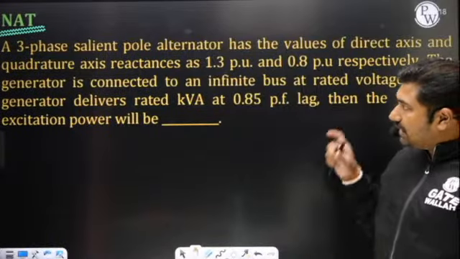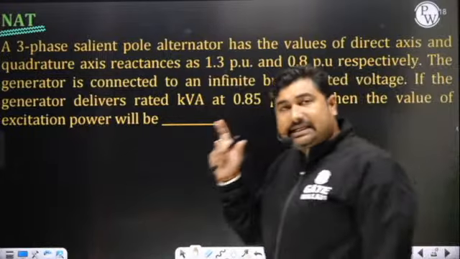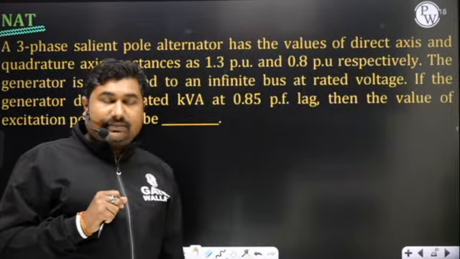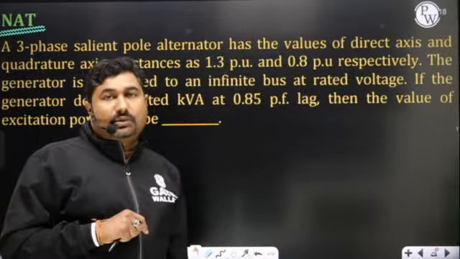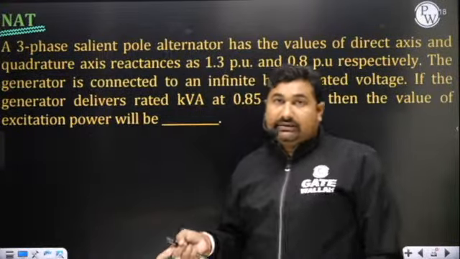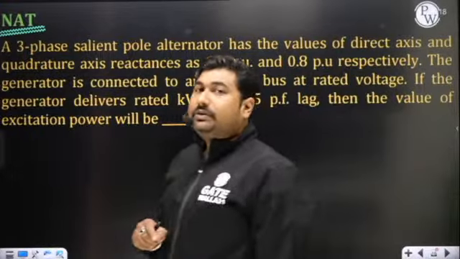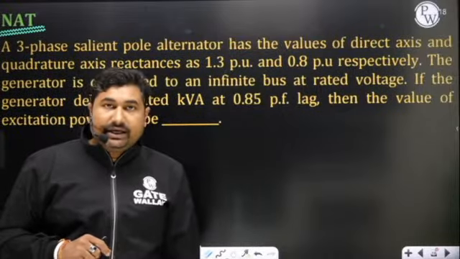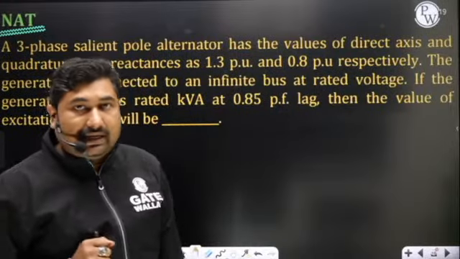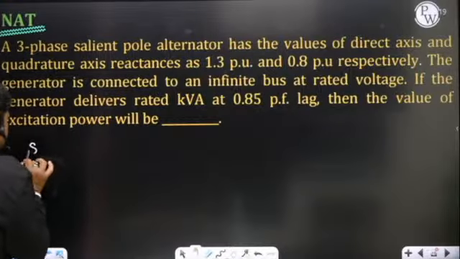Whenever a question is asked on the salient pole machine, you always need to recall the steps. First step is you need to calculate the Q axis locator. From the Q axis locator, you get the value of delta. Once you have delta, you can calculate psi for the given power factor angle phi. Once you have psi, you can calculate ID. Once you have ID, for under-excited or over-excited, you can calculate the actual excitation in case of a salient pole machine.